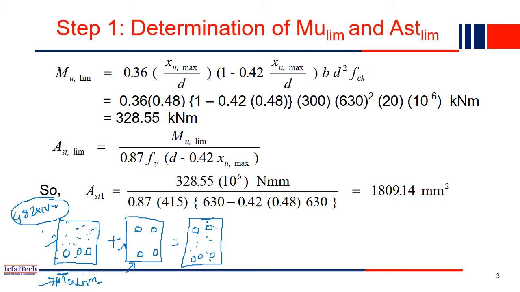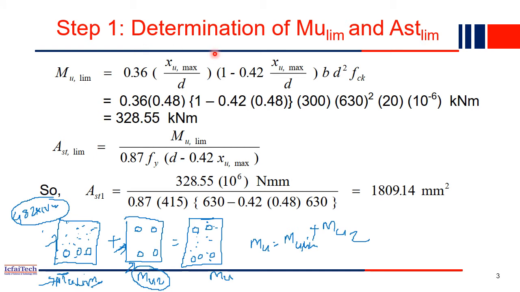and then we have to find Mu2. If you recall, we discussed Mu2 in the last classes. This is Mu,lim, this is Mu2, and this is our final Mu. So Mu will be Mu,lim, which is because of the singly reinforced section, plus Mu2. Mu2 means because of this section. That is the concept of the doubly reinforced section we discussed earlier.